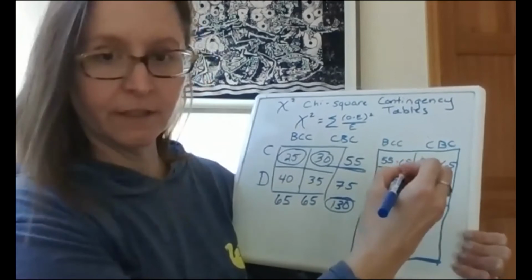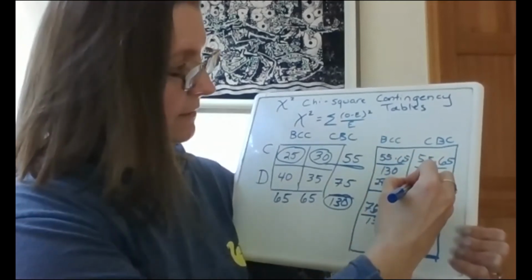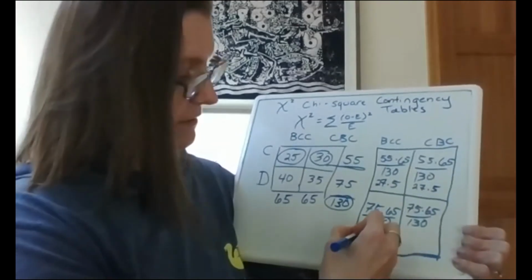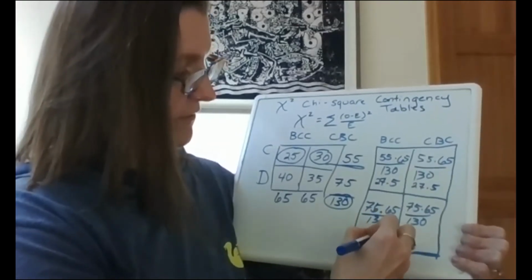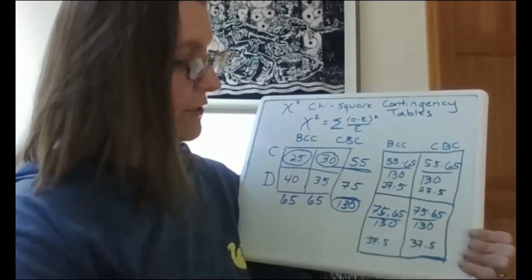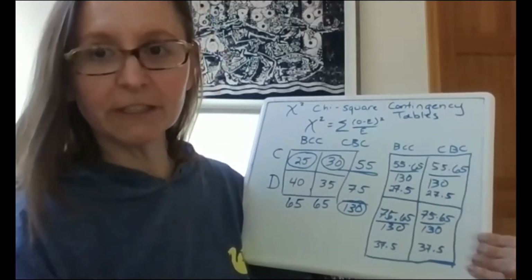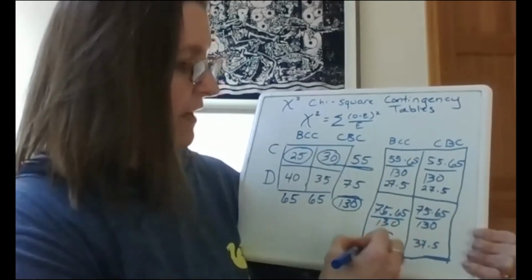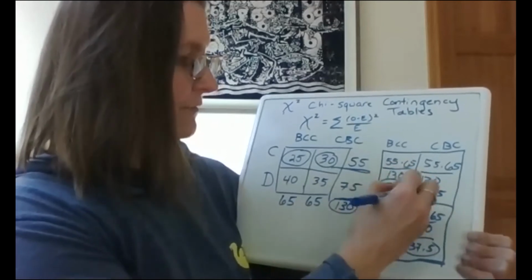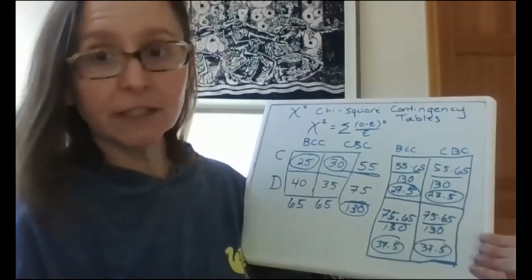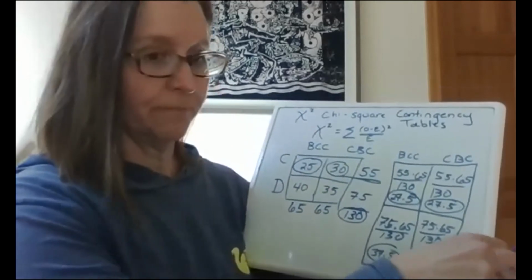27.5, 27.5, 37.5, 37.5. You're not always going to get this sort of even expected values, but in this case, it is. So these are your expected values now. Okay. And now you have observed and expected values that you can plug into an equation.